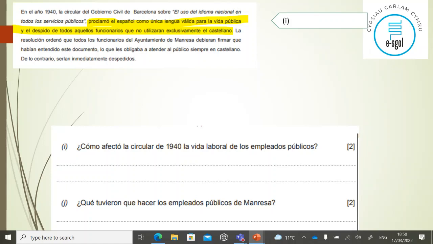What did the public workers of Manresa have to do?